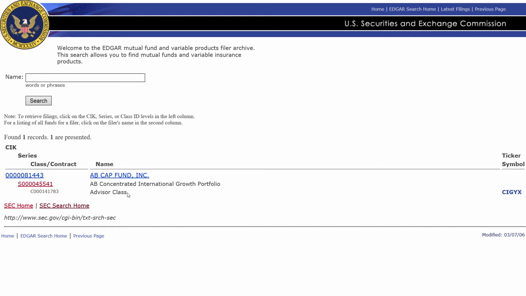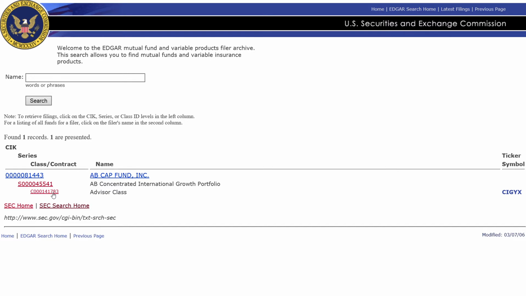For this particular one, it's the advisor class, and we keep in mind that the classes inside of a series all invest in the same things. The difference is the amount of money you may need to purchase this investment, the amount of fees that you pay, and the length of time that you may have to hold the fund to either avoid paying some fees or get a discounted fee. So that's basically the difference between the classes, but they all invest in the same thing, as you will see.